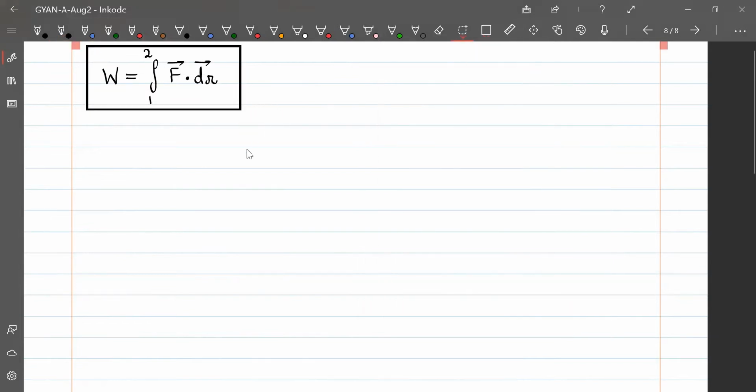So calculation of work done, the most general formula, the always correct formula is this one. Work done is integration of F dot dr when particle is going from point 1 to point 2. This formula always holds. Now, in different scenarios, we can calculate the work done. And first was the case of a constant force. The force is a constant.